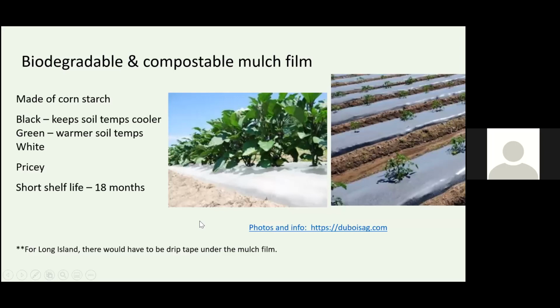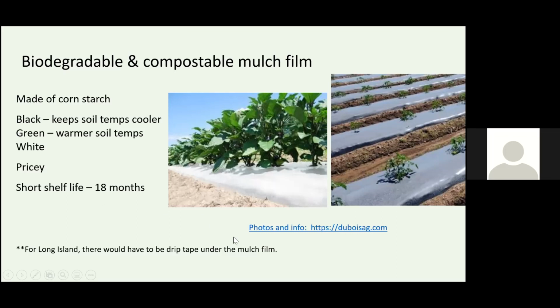There are some plastics that are biodegradable, and maybe this is an option for a young planting if you don't want to use herbicide. I know some nurseries in upstate New York use this, and when they're done with the nursery, they just till it in. It's got a very short shelf life, so if it goes on sale, you can't buy a bunch of it and put it in your barn. It's going to degrade.